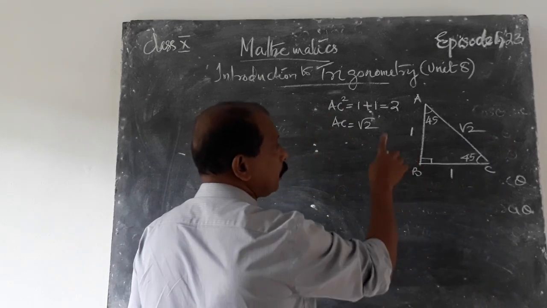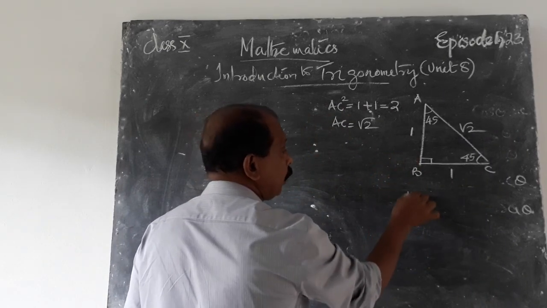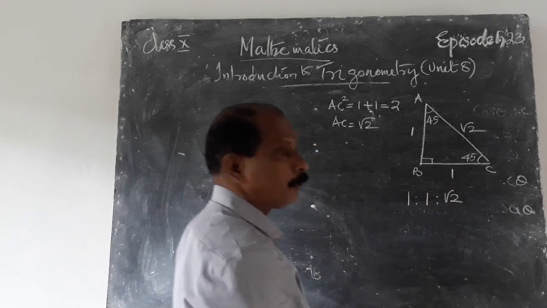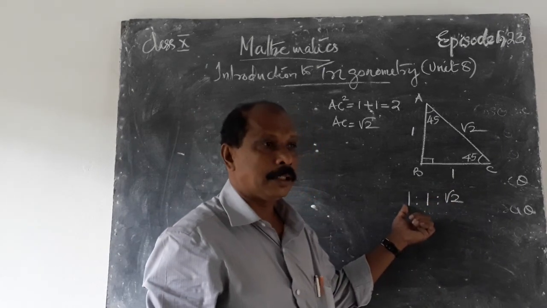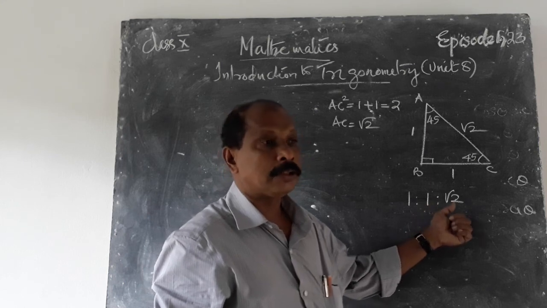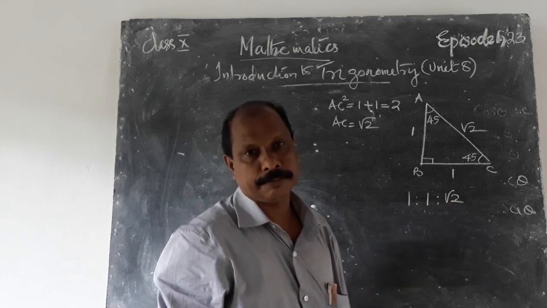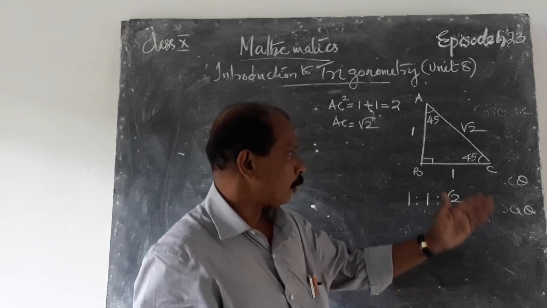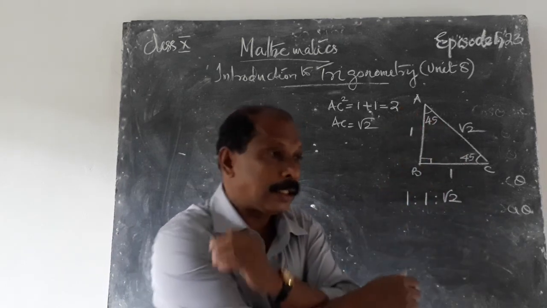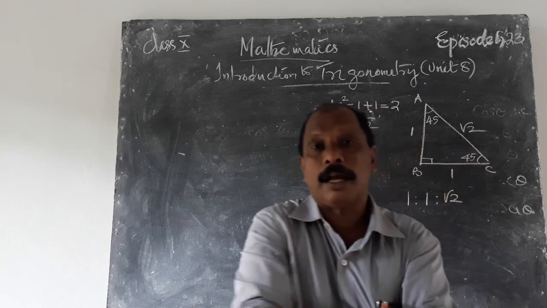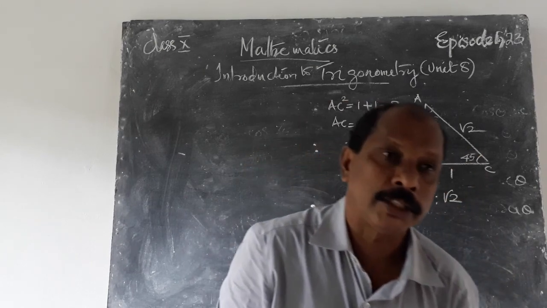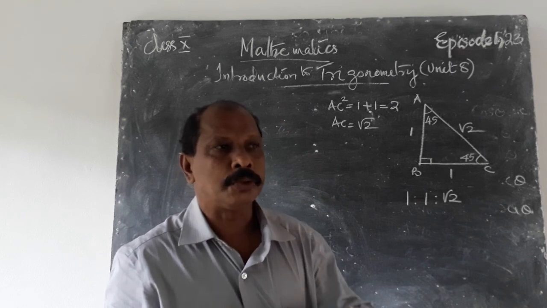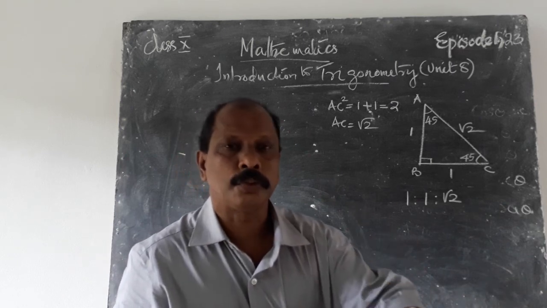That means the ratio is 1 is to 1 is to root 2. That is the ratio of the sides. If this is 5 centimeter, this is 5 centimeter, this is 5 root 2 centimeter. That is a ratio. Ratio means it is a simple form. Therefore, if the two angles other than 90 of that right angle triangle are 45 each, it is isosceles. Therefore, the sides are in the ratio 1 is to 1 is to root 2.